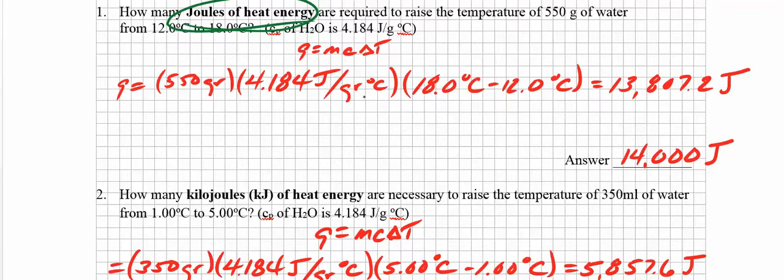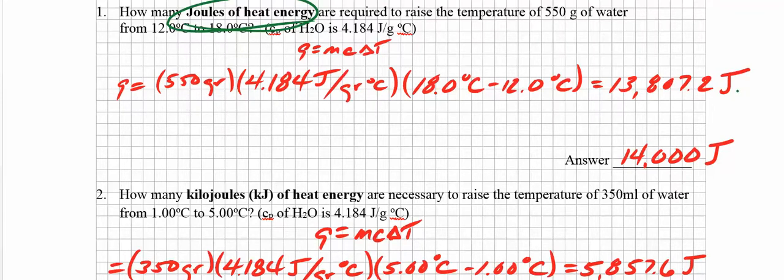Now let's take a look at the change in temperature. We went from 12 to 18 degrees. We heated it up, in other words, by 6 degrees. So 18.0 minus 12 degrees is going to give us that 6 degree temperature change. So when we multiply all three together, 550 times 4.184 times 18 minus 12, we get this number, 13,807.2, and remember, that's in joules. We want our answer in joules, and that's what we've got.